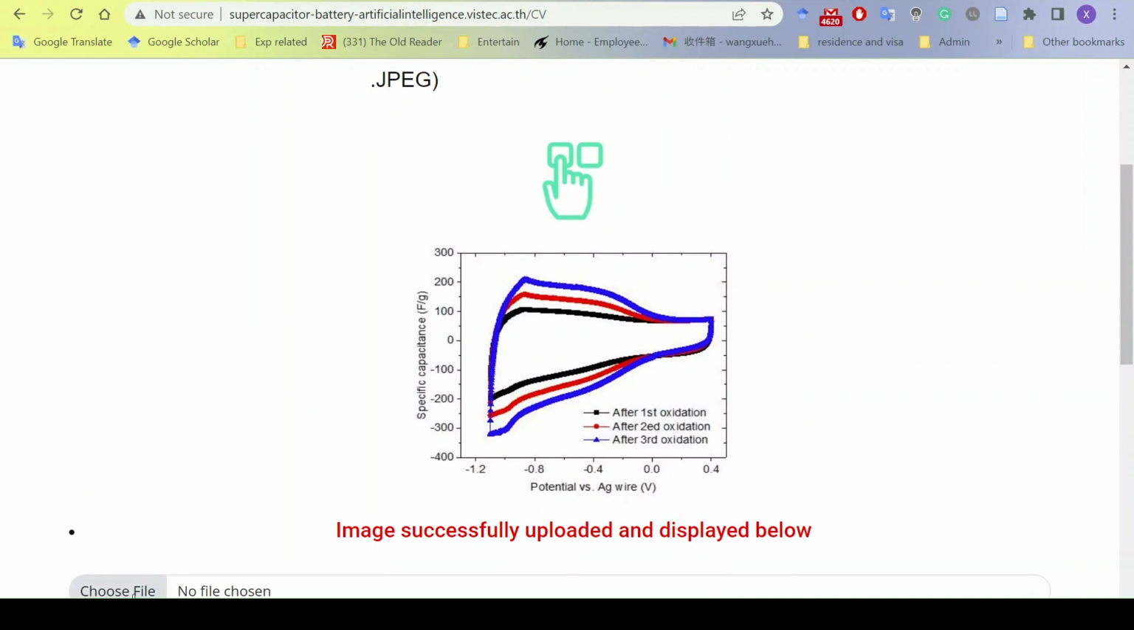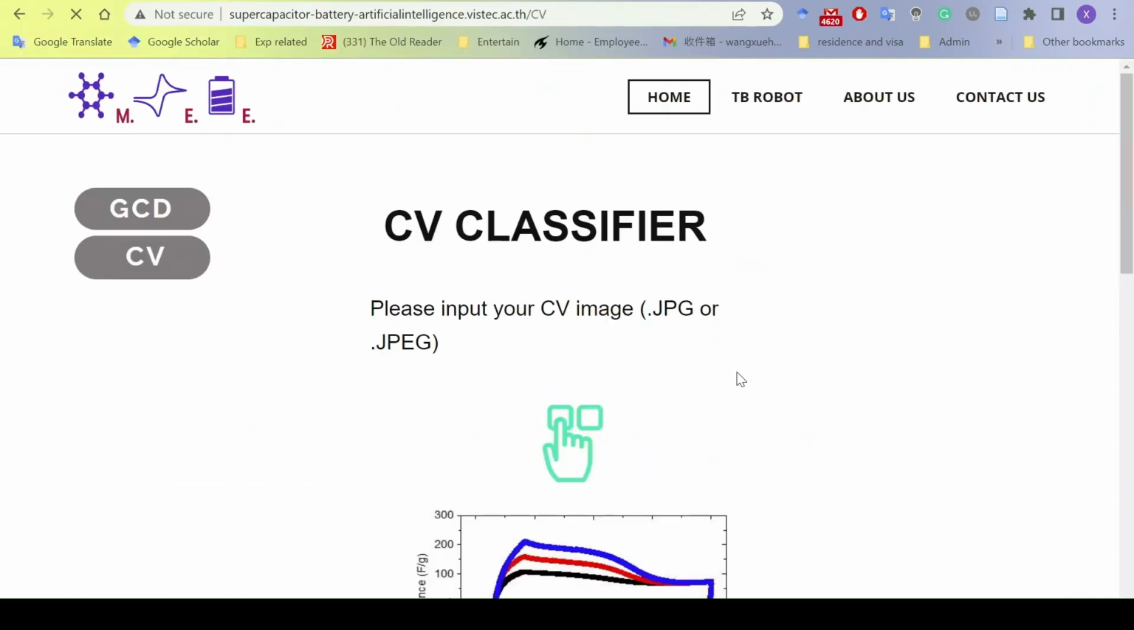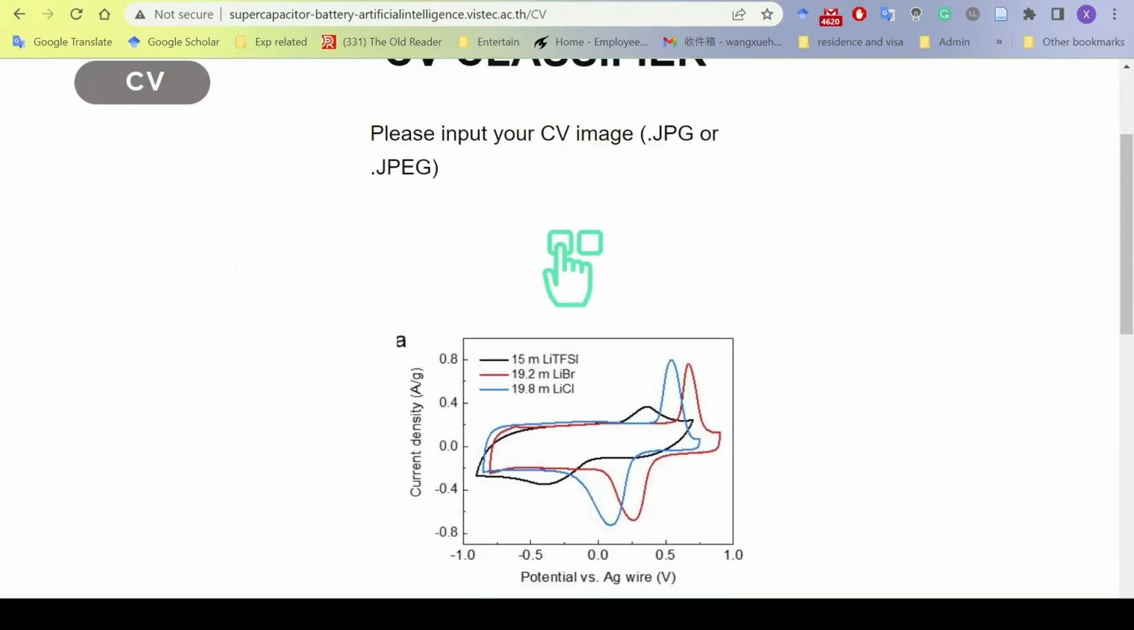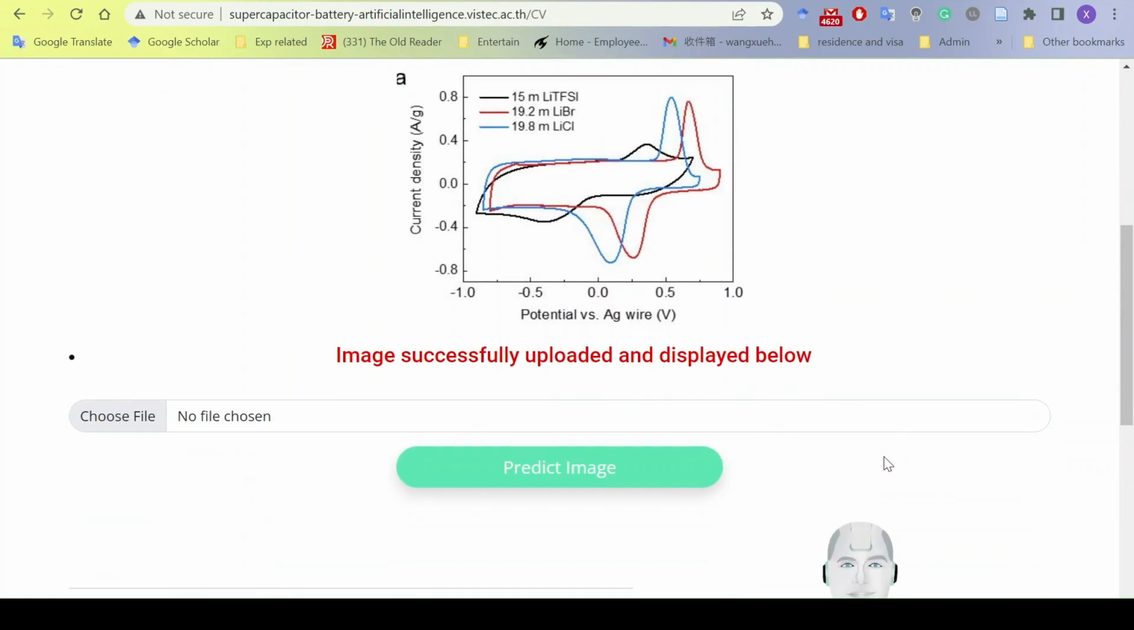Then I will challenge it with a more difficult one. This CV is from my previous paper published in ACS Nano, titled Titanium Carbide MXene Shows an Electrochemical Anomaly in Water-in-Salt Electrolyte. We observed a type of CV curve with a pair of redox peaks that has a very large peak separation. Based on the shape of the CV, it should be more of a battery type instead of a pseudocapacitor, because of the large peak separation and also the very strong intensity of the peaks. Then let's see what it says.